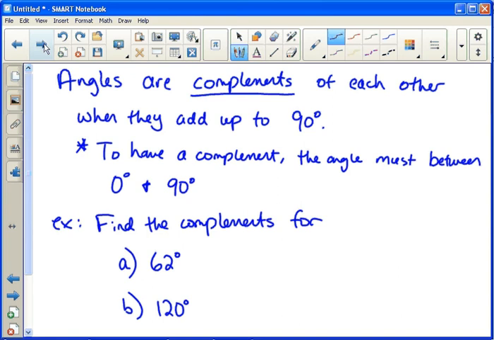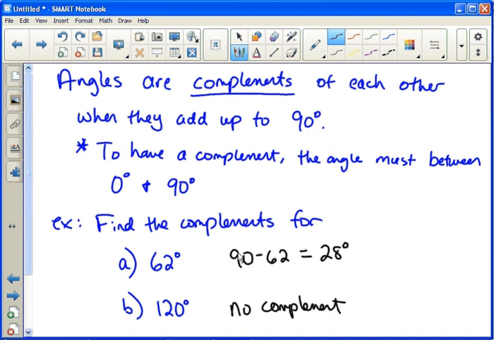Okay, so now if you look at these examples, it says find the complements for 62 degrees. Well, that's simple. I need to know what would make that add up to 90, so I just do 90 minus 62, and that would give me 28 degrees. So 28 degrees and 62 degrees are complements of each other because they are two acute angles that add up to 90 degrees. Okay, now for 120 degrees, that doesn't work. It's not acute. It's not between 0 and 90, so there is no complement for this angle. So complements are adding up to 90. CO, just remember, adds up to 90.